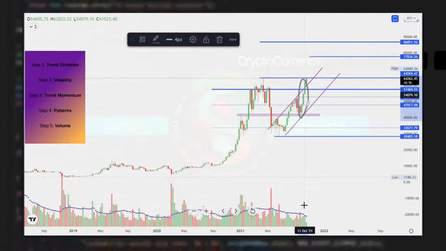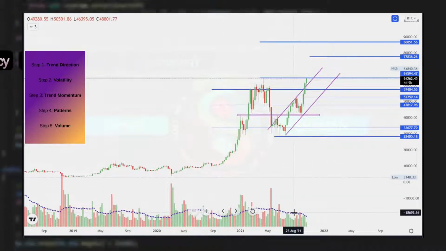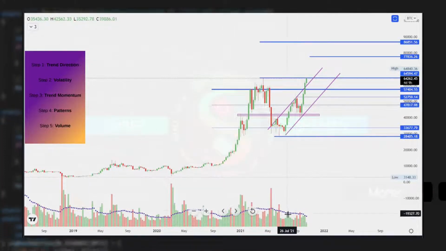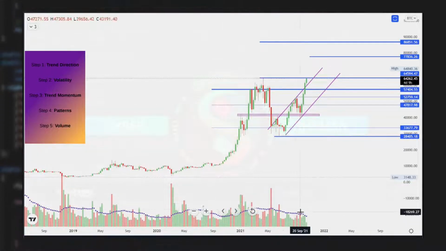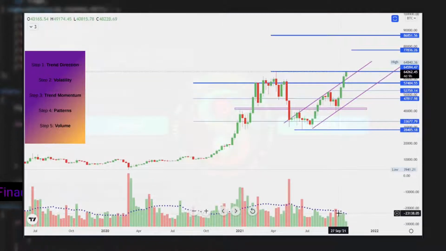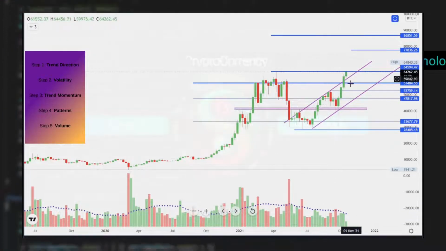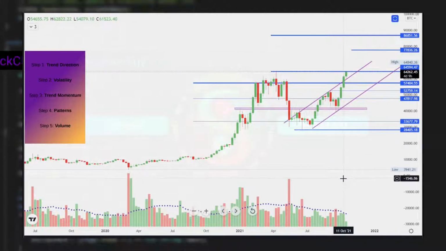Step 5 is volume. Volume is not confirming the uptrend. While price was going up, the volume was going down. And while price was going down, the volume was going up. And right now it's almost stagnant while the price is going up. So it is not exactly confirming this uptrend on weekly time frame.